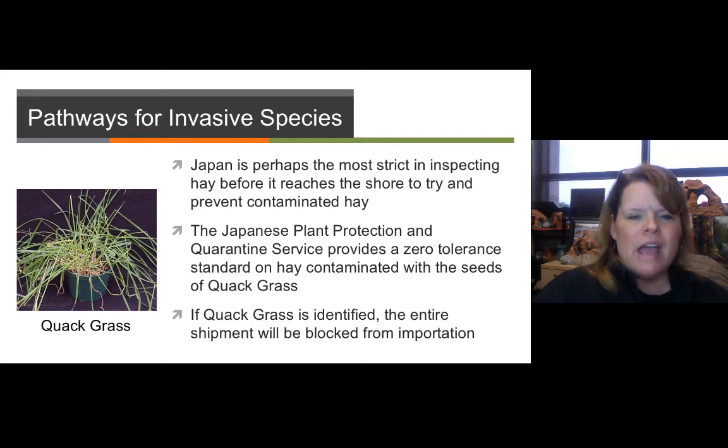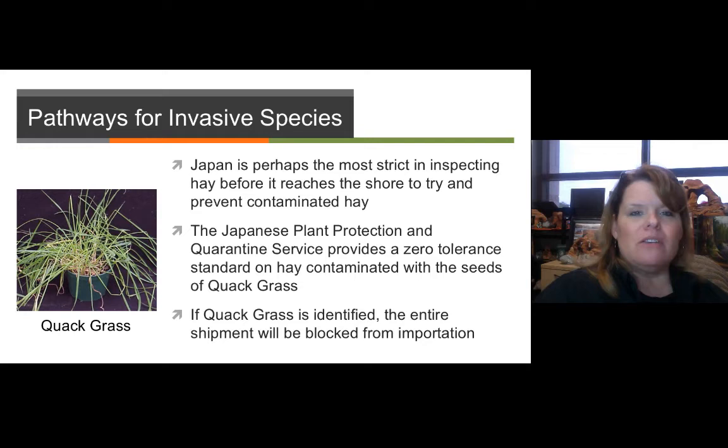Now, Japan is perhaps the most strict in inspecting hay before it reaches the shore to try to prevent contaminated hay that could have invasive species. The Japanese Plant Protection and Quarantine Service provides a zero tolerance standard, and that's pretty substantial, on hay contaminated with the seeds of quack grass. And you're like, what the heck is quack grass? Well, it's over there on the left. If quack grass is identified, the entire shipment will be blocked from importation. So they're very serious about this because quack grass has caused them a lot of problems.